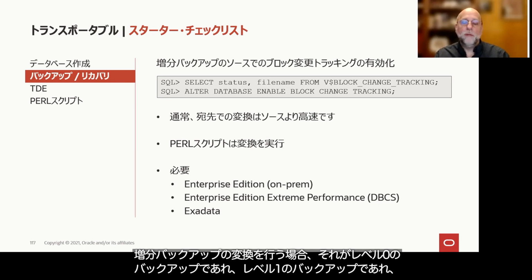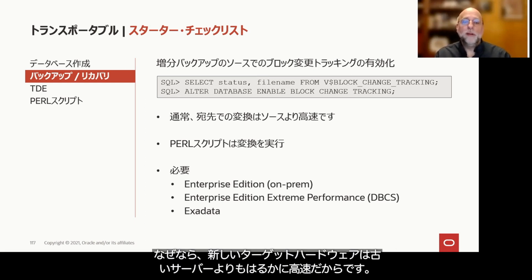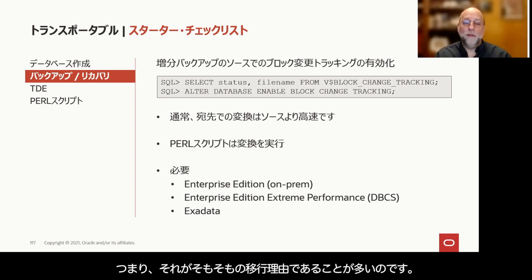When you're doing the conversion of incremental backups, whether it's your level 0 backup or your level 1 backups, generally it makes sense to do that conversion on the target system, because your new target hardware is generally much faster than your old server. I mean, that's often why you're migrating in the first place, right?